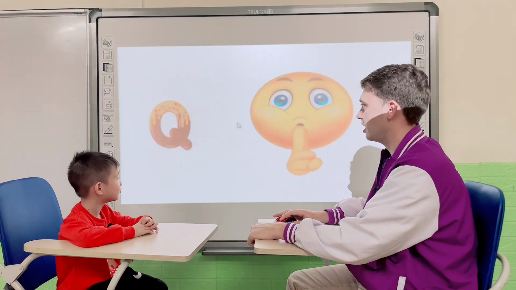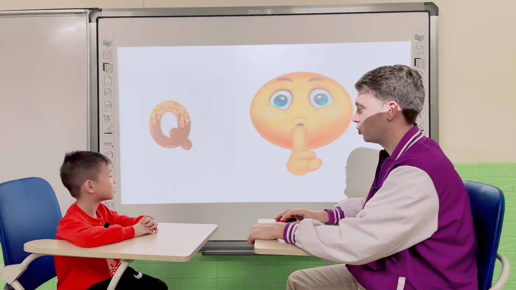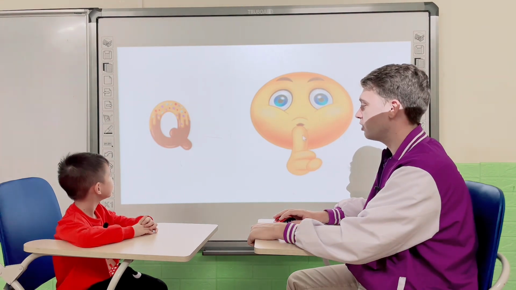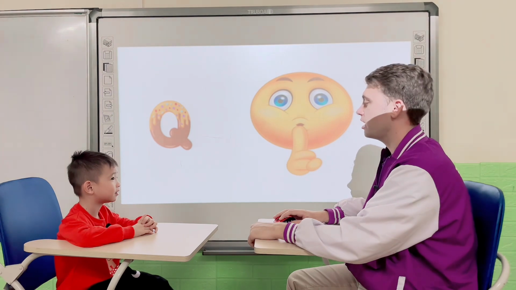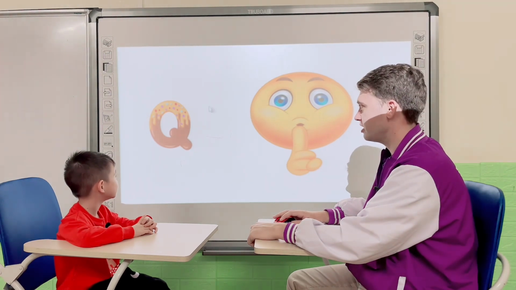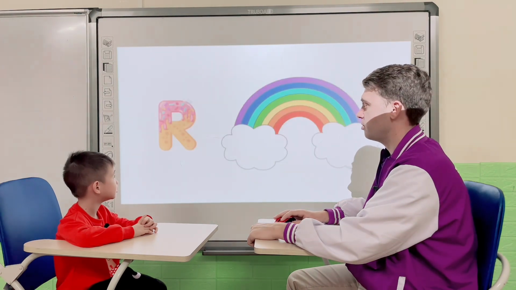B. Panda, okay. What letter is it? Q. Letter Q. Q is for? Quiet. Q is for quiet. Good job. What letter is it?